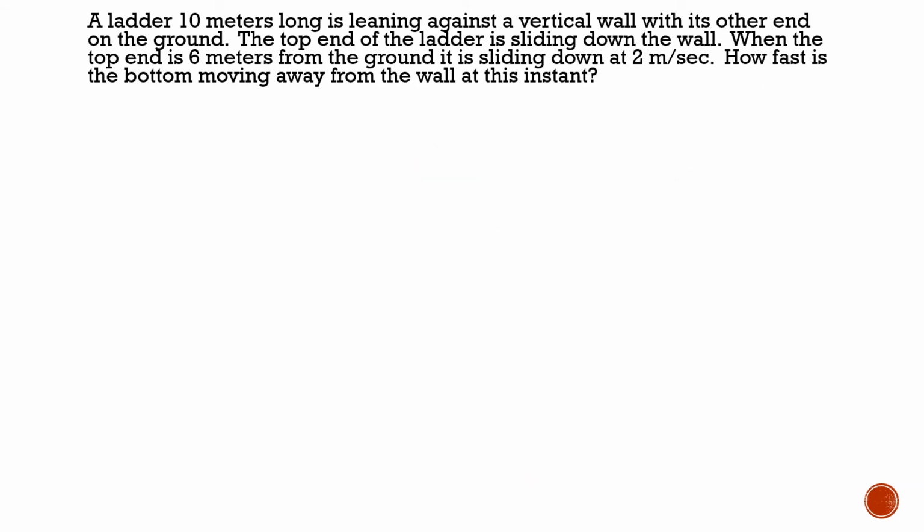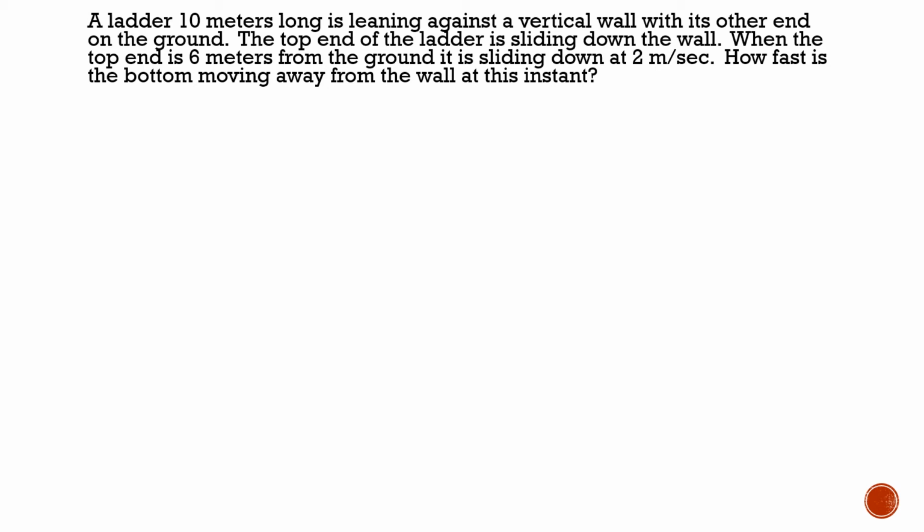Next example says a ladder 10 meters tall is leaning against the vertical wall with its other end on the ground. The top of the ladder is sliding down the wall. When the top end is 6 meters from the ground, it is sliding down at 2 meters per second. How fast is the bottom moving away from the wall at this instant?